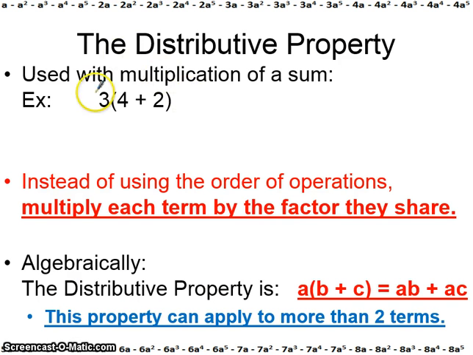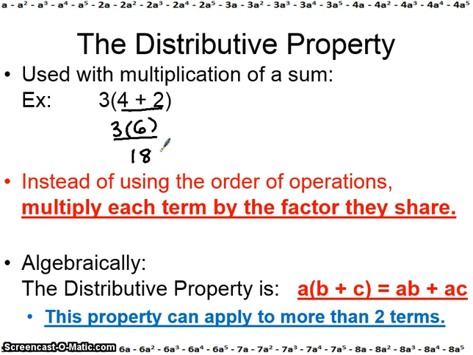The distributive property is always used with multiplication of a sum. So here you see that 3 is multiplying the entire sum of 4 plus 2. Now, order of operations says that we need to do the parentheses first. And in this case, since they're all constants, we can, because constants are like terms. So 4 plus 2 is 6, and 3 times 6 is 18.